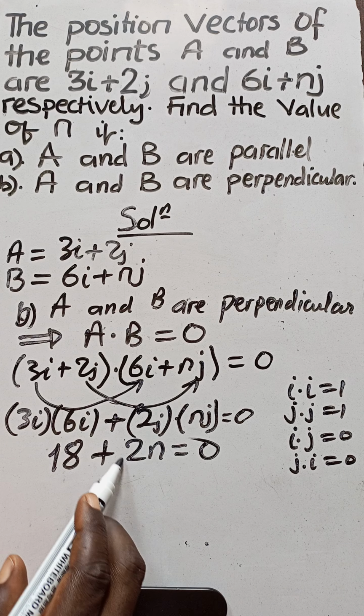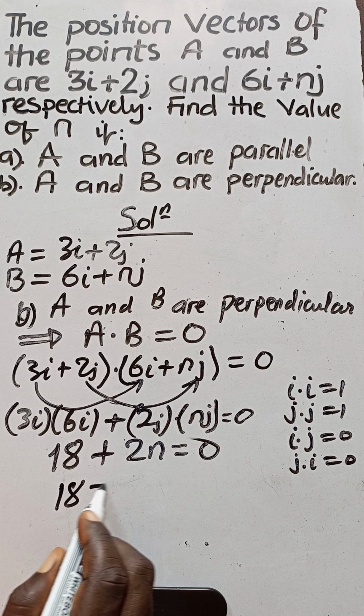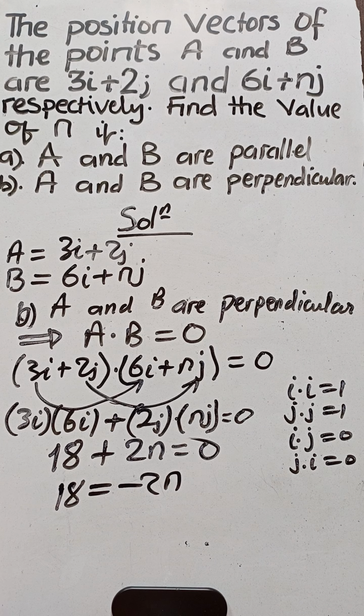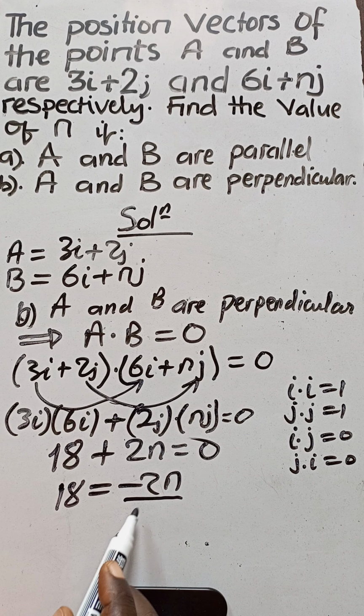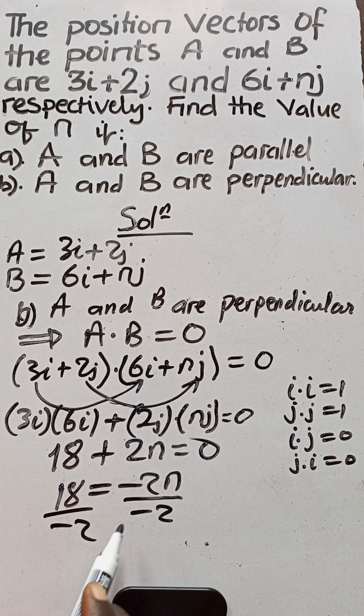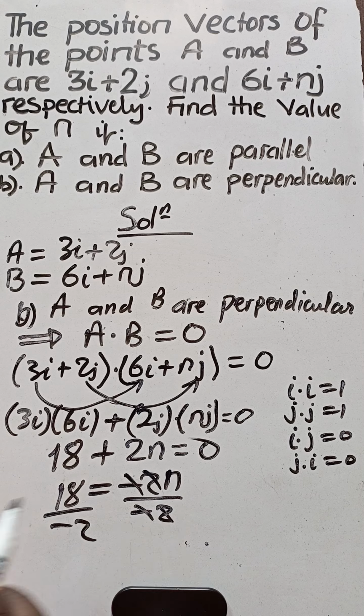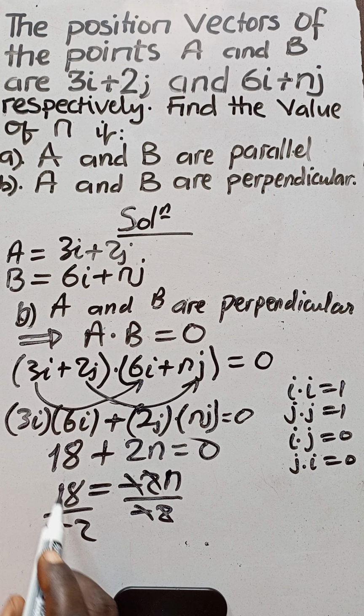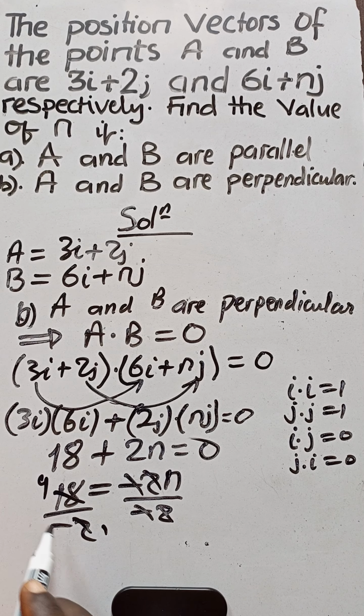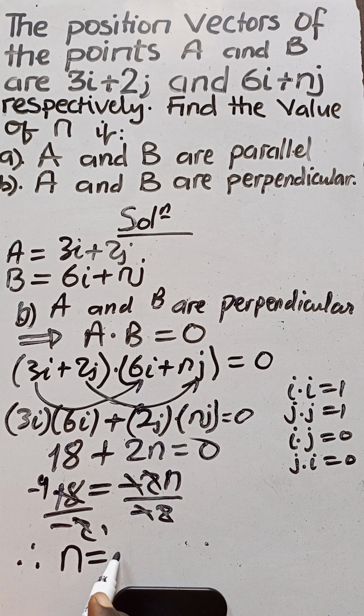If we take this plus 2n to the right hand side, it becomes negative 2n. Remember, we're solving for n, so we have to divide both sides by negative 2 in order to remove the negative 2. Negative cancels negative, 2 cancels 2. So we can now see n is alone. And so here we have 18 over 2, which is 9. The negative goes up, so we have negative 9. So our conclusion, the value of n will be negative 9. That will be the value of n when the vectors A and B are perpendicular.